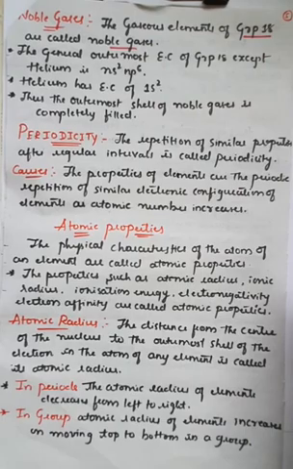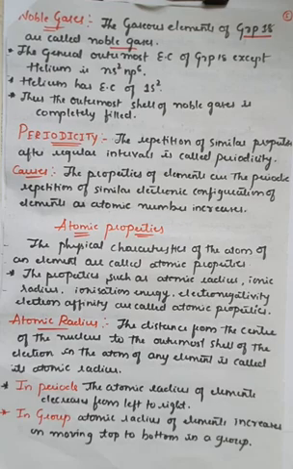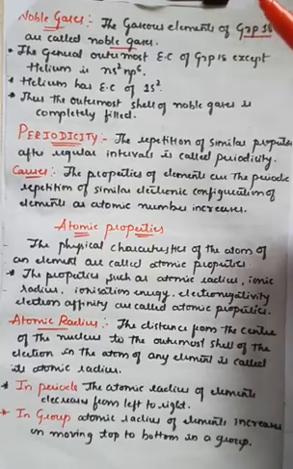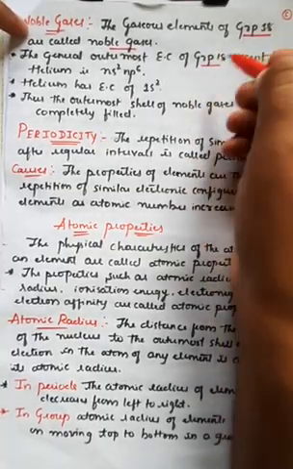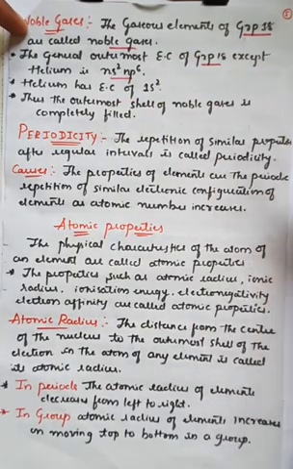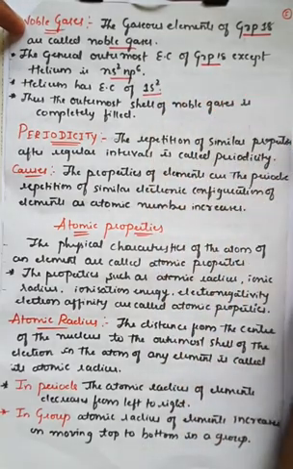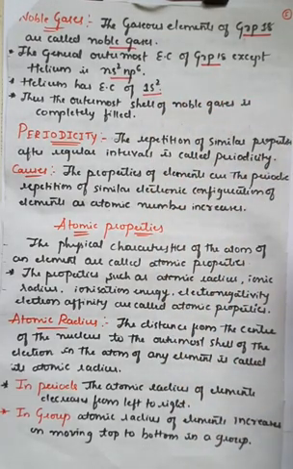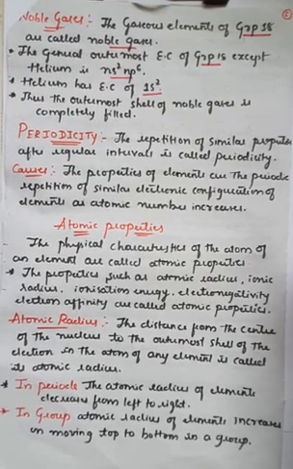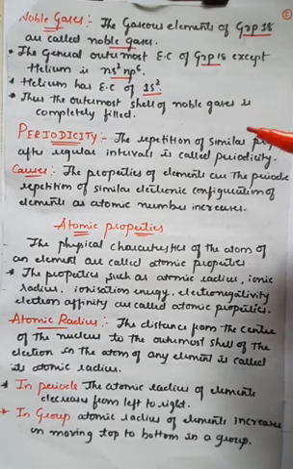And the general outermost electronic configuration of group 18, other than helium, because helium has an electronic configuration similar to the S block, but the characteristic of a completely filled configuration resembles the noble gases, and it is grouped under group 18 elements. But the general outermost electronic configuration of group 18, except helium, is ns2 np6. Only helium has the outermost electronic configuration of 1s2, but other than helium, all the elements of group 18 have the electronic configuration ns2 np6.